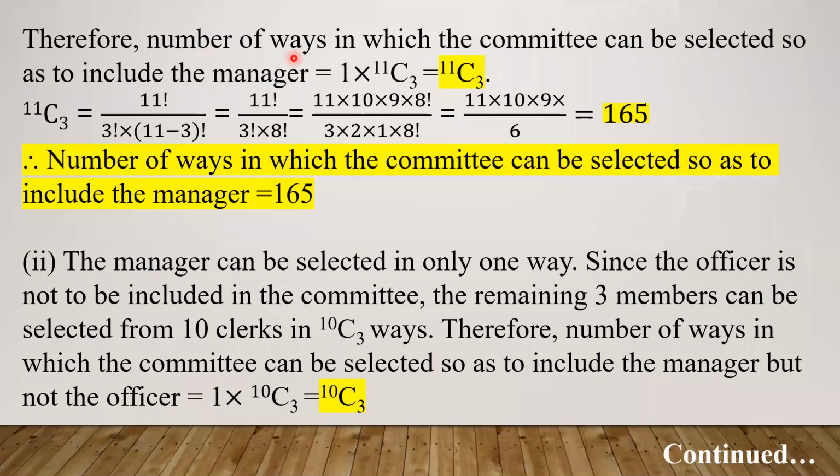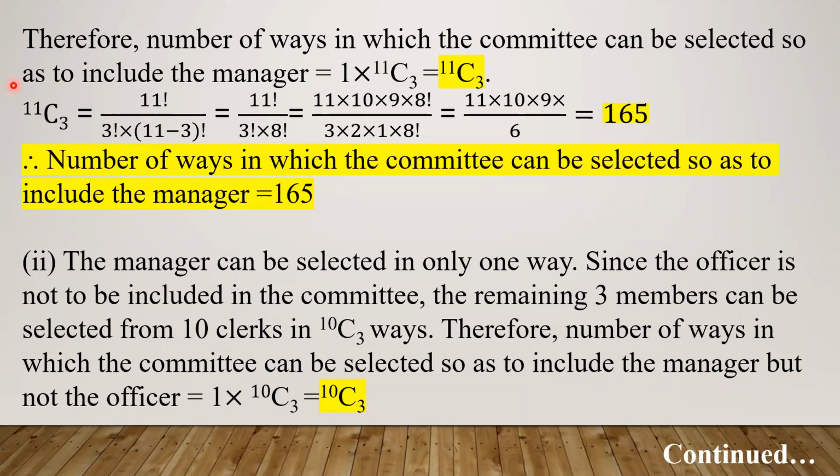Therefore, the number of ways in which the committee can be selected so as to include the manager will be 1 into 11C3, because the manager can be selected in 1 way and the remaining 3 members in 11C3 ways. So by applying the principle of counting, 1 into 11C3 gives 11C3, because if you multiply 1 with anything, you get the same back. Now calculate the value of 11C3.